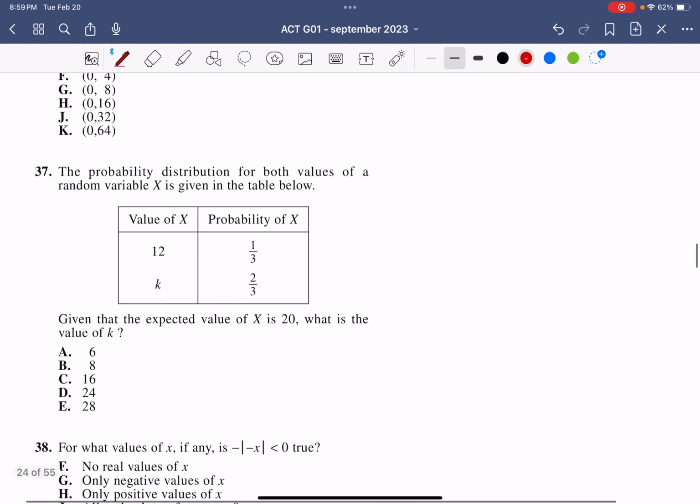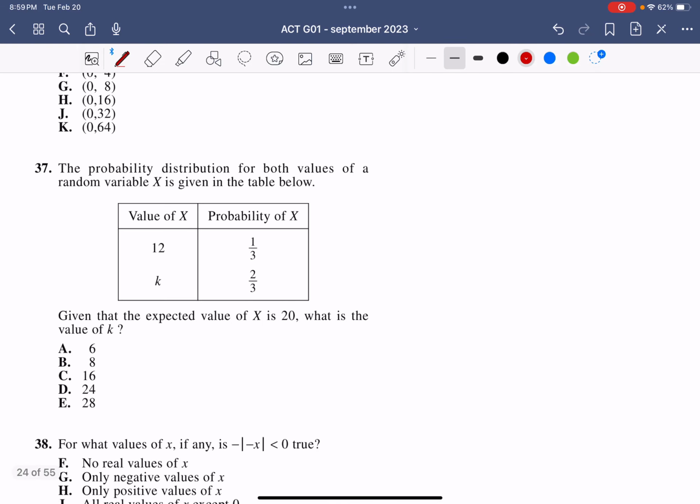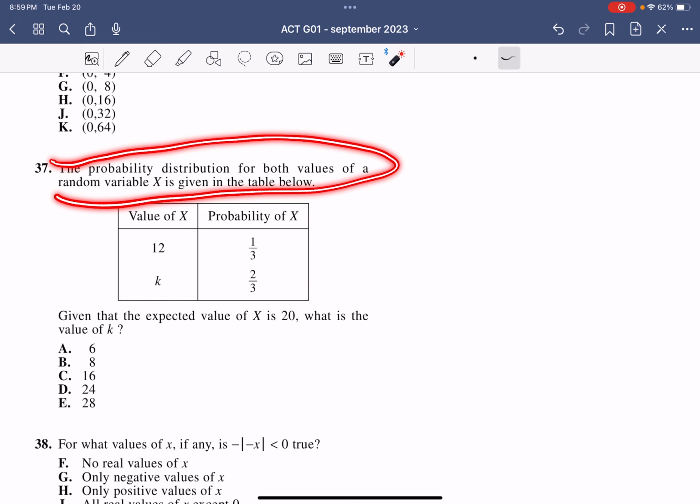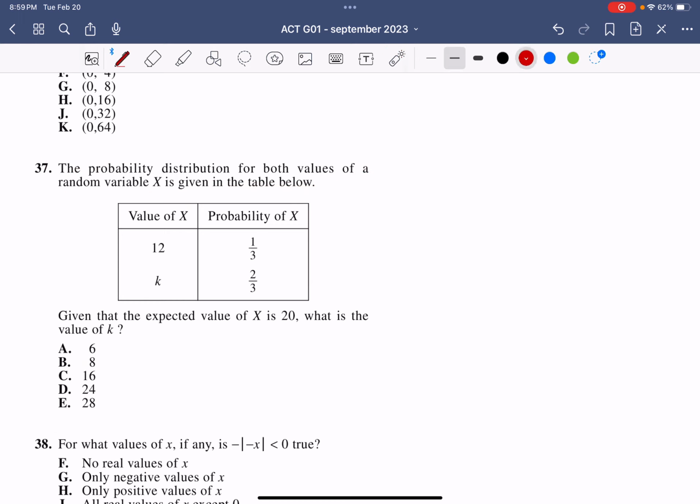Problem 37: the probability distribution for both values of a random variable x is given in the table below. Given that the expected value of x is 20, what is the value of k? This is a fairly new concept for most students. Even if you've taken stats, this probably isn't going to immediately come back to you, because it isn't covered much in most classes, and in stats you only cover it very briefly.